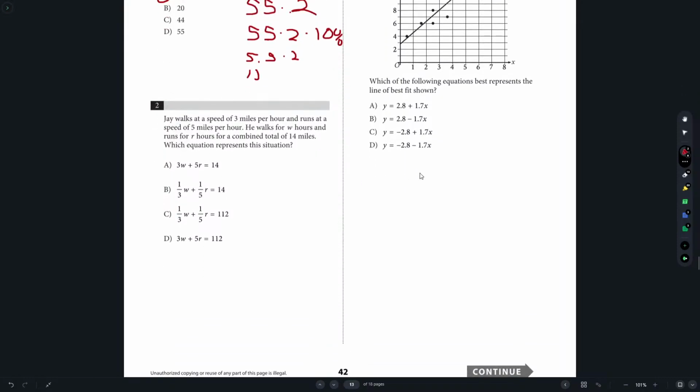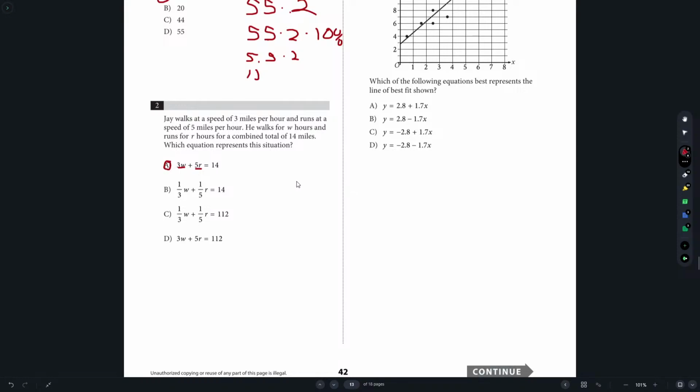Jay walks at a speed of 3 miles per hour and runs at a speed of 5 miles per hour. That's a very, very fast walk. He walks for W hours and runs for R hours for a combined total of 14 miles. Which equation represents this situation? Okay. So he went 14 miles. Walks for W, runs for R. Walks for 3, runs for 5, and that's equal to 14. I would say that's A.